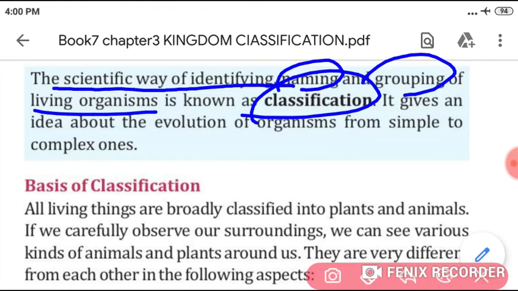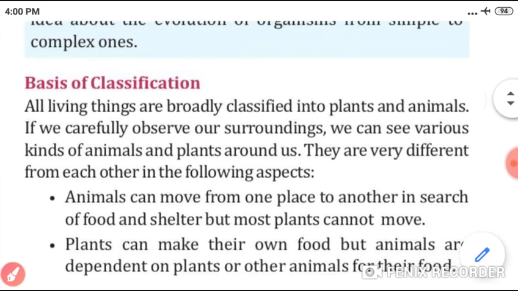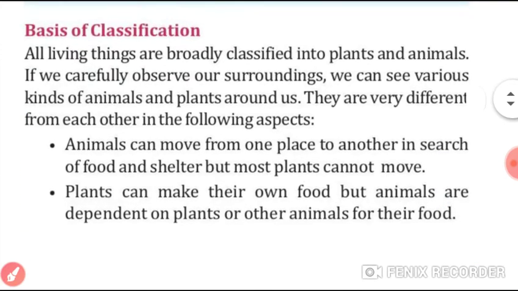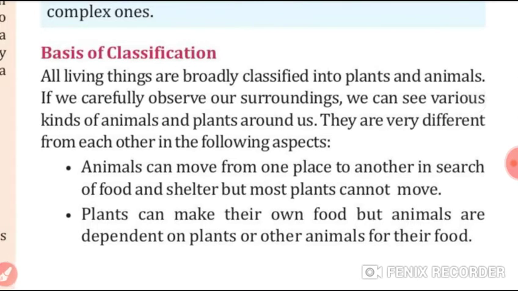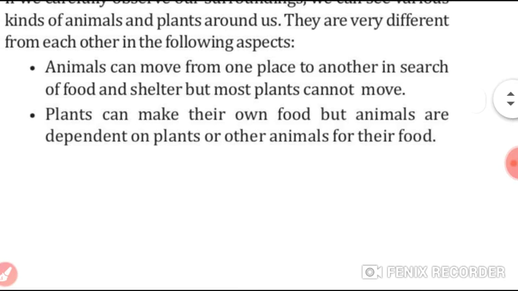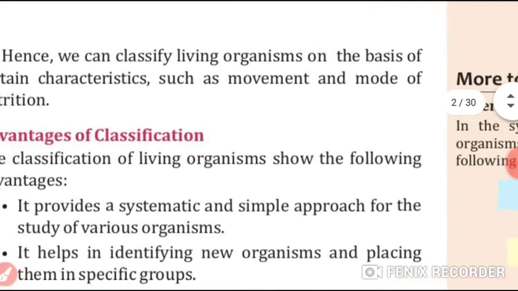Now what are the bases of classification, students? All living things are broadly classified into plants and animals, and they are different from each other. First of all, on what aspects? Animals can move from one place to another in search of food and shelter, but plants are not moving. Plants make their own food, but animals are dependent on plants and other animals.